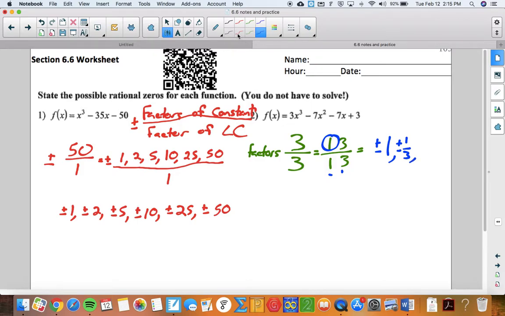Then I'll move over to the 3 and divide that by 1, which is 3. And then I'll take the 3 and divide it by 3, which is 1. So I get that one again. So here is a list of my potential zeros.